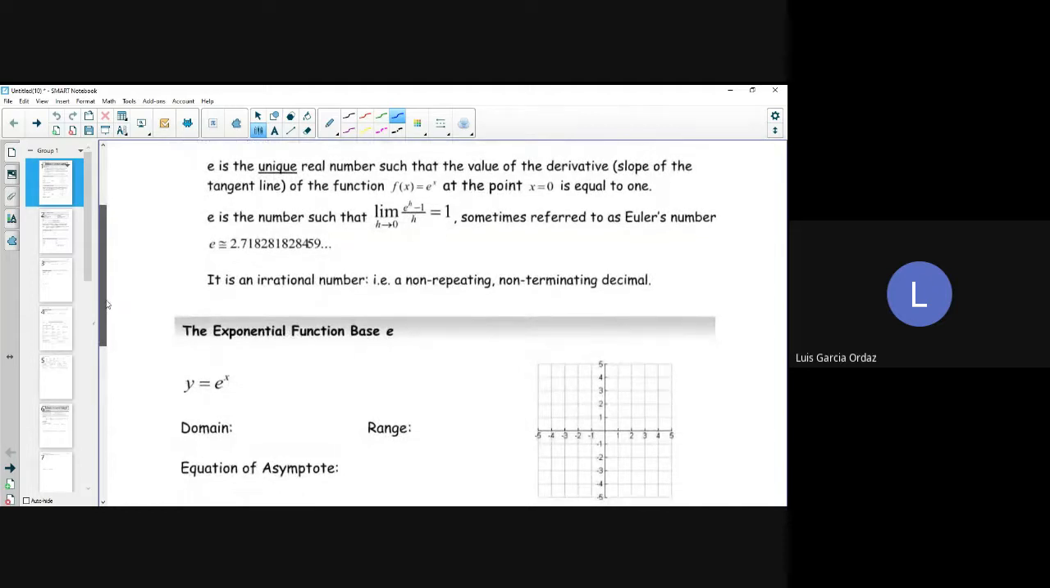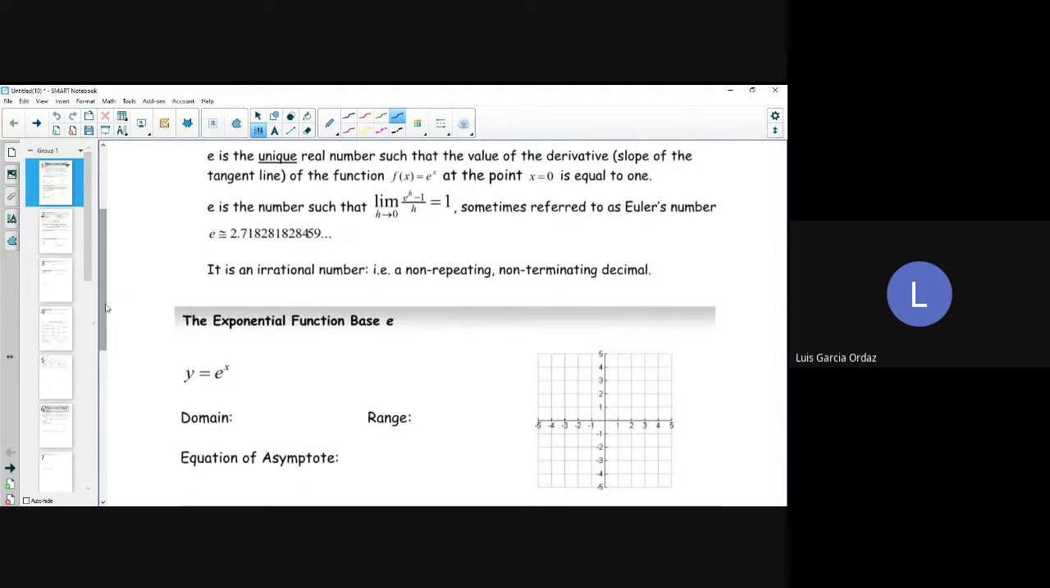So e is the unique real number such that the value of the derivative, the slope of the tangent line of the function f of x equals e to the x at the point x equals 0, is equal to 1, because anything to the power of 0 gives us 1. E is a number such that the limit as h approaches 0 of (e to the h minus 1) over h is going to be 1.